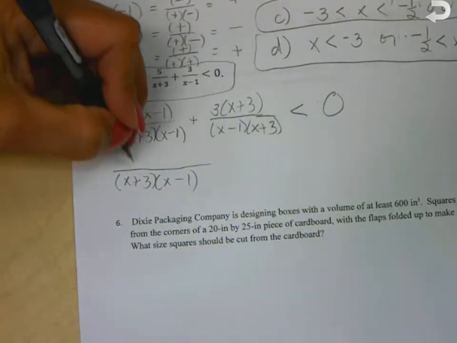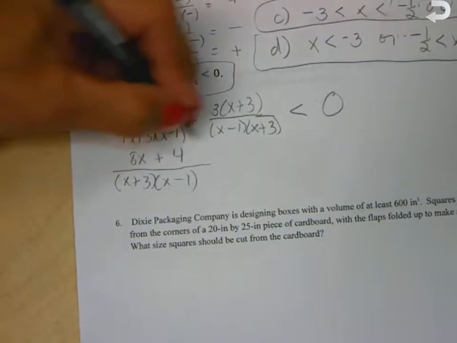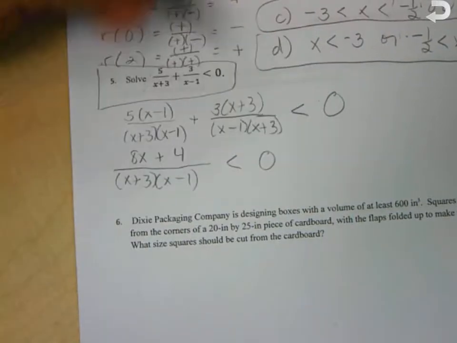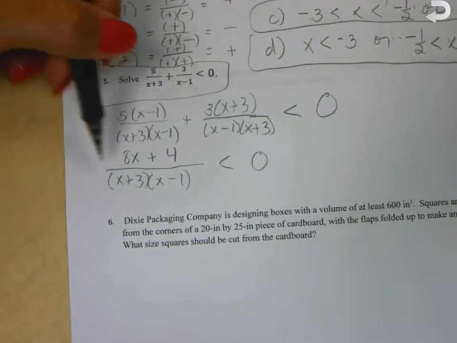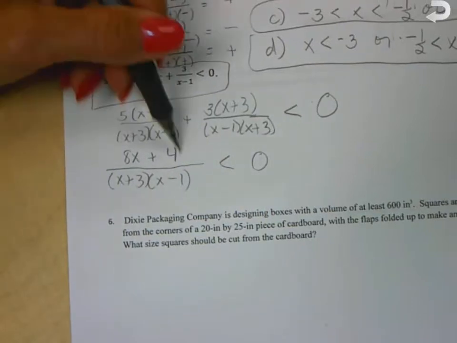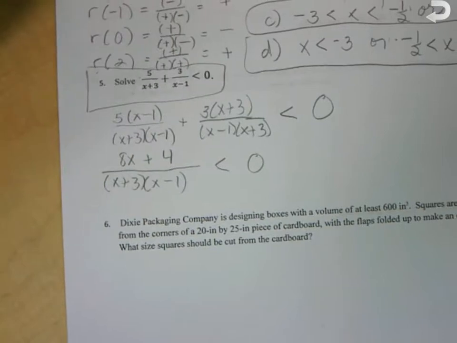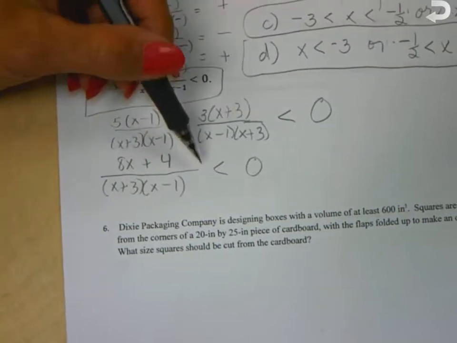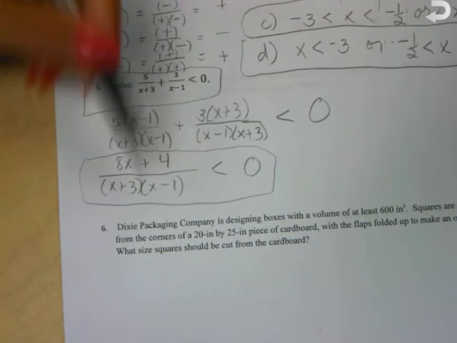In my numerator, when I distribute, I get the 5x minus 5 and the 3x plus 9, and I'm already going to simplify that down. When I add the terms together, I'm going to end up with 8x plus 4 is less than 0. Now I can see that the numerator factors and I could pull out a factor of 4, but there's nothing that's going to simplify down by factoring the top out, so that's fine just like that.